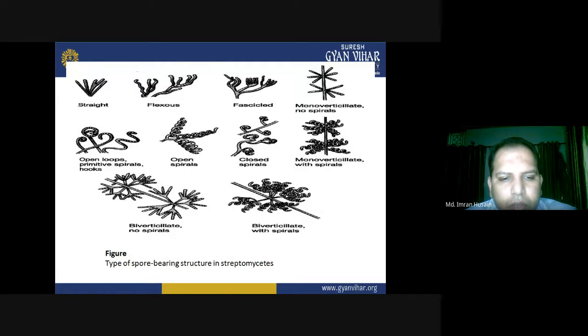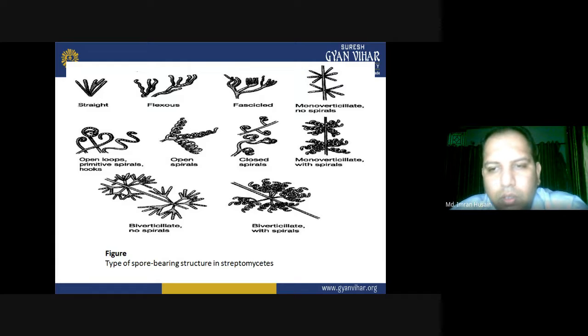So here you can see the types of spore-bearing structures in Streptomyces. It can be straight, flexuous, fascicled, monoverticillate, no spirals, open loops, primitive spiral hooks, open spirals, closed spirals, monoverticillate with spirals, biverticillate, no spirals, and biverticillate with spirals. So these are the different spore-bearing structures of Streptomyces.